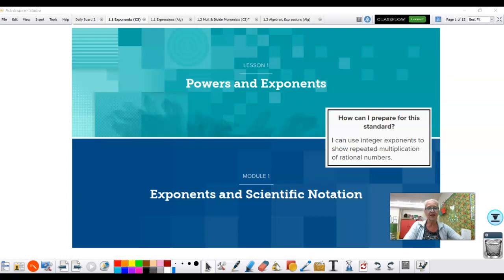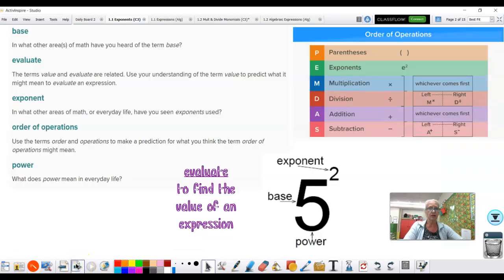Hello, boys and girls. Today I'm going to be going through section 1.1 of your Reveal textbook. We're going to be learning about exponents. Our I can statement for today is I can use integer exponents to show repeated multiplication of rational numbers. I'll try to go through this quickly since you all sat through it in class.